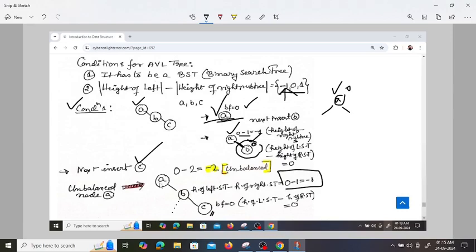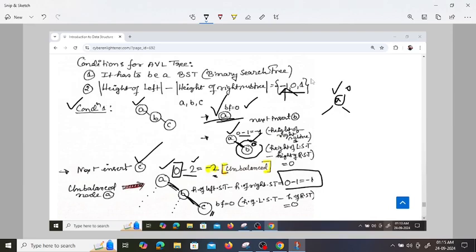But what is the balance factor of A? A doesn't have any left subtree. That means 0. But the height of the right subtree on node A is 2, this 1 and this 2. That means the left subtree height is 0, and the right subtree height is 2, so 0 minus 2 is minus 2.